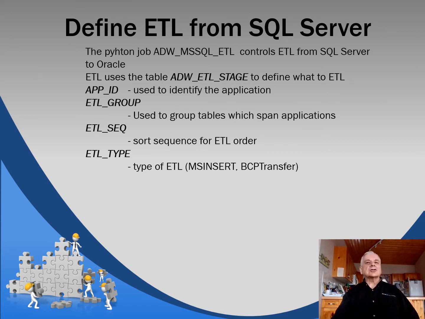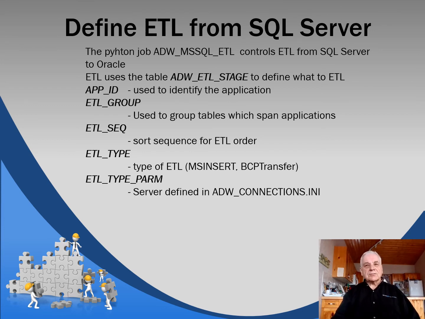So MS insert will actually do an insert into the table, pull the data into memory in Python, and insert it into the database. BCP transfer is a block copy transfer. It uses the BCP command in SQL Server to transfer the data to a disk drive, and then uses SQL Loader to take that data and push it into Oracle. Very high speed. You can push a lot of records through pretty fast that way. Most data sets are fairly small, but if you run into a large data set, BCP transfer is the best and ultimate way to go.